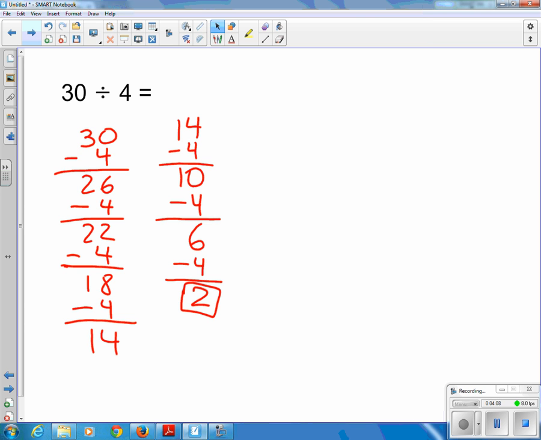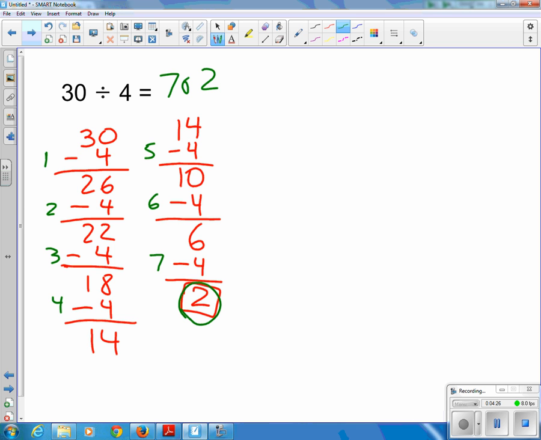So let's see how many times we subtracted 4. This is number 1, number 2, number 3, number 4, number 5, number 6, number 7. So my quotient will be 7, and I ended up having a remainder. My remainder is 2. Just as always, remember your remainder cannot be bigger than your divisor.